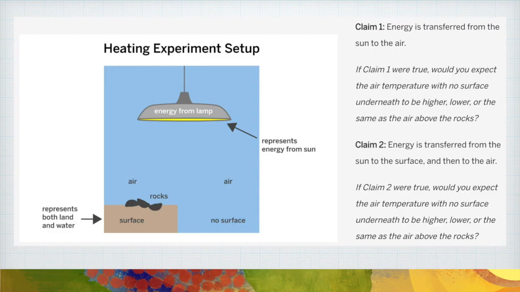So if we were to think about this, if claim one were true, where the energy is transferred from the sun to the air, both the air above the rocks and above this no surface should be exactly the same because the energy is trickling down. Claim 2 would mean that the air above the rocks is hotter because the rocks take it and bounce it back up into the air. That can't happen if there's no surface. So we're going to see which one of these claims has any evidence for it.